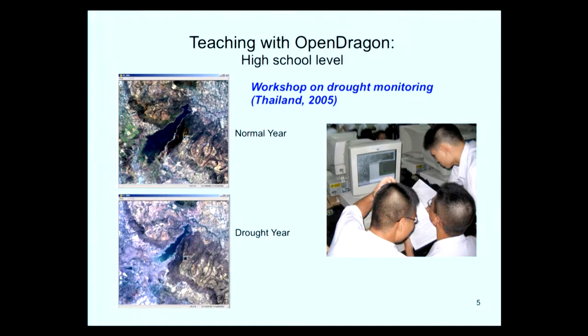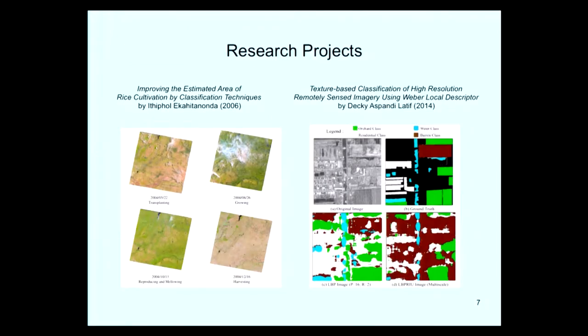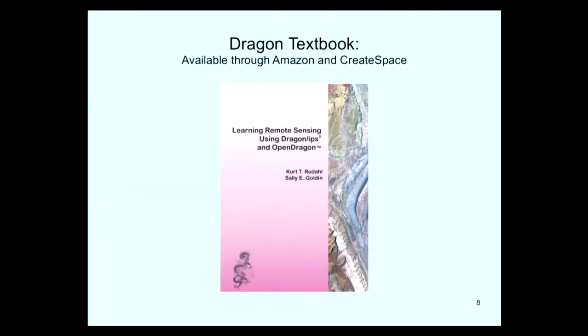OpenDragon can be used for education starting at the high school level and moving to graduate and undergraduate education, both in computer-related topics and in subjects where earth science and environment is important. OpenDragon is also extremely useful for research projects. These are a couple of graduate projects that our students have done using it. The Programmer's Toolkit allows researchers to create their own analysis routines and then integrate them with the desktop package.